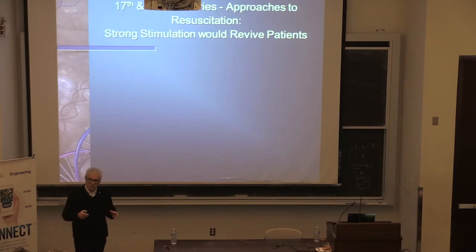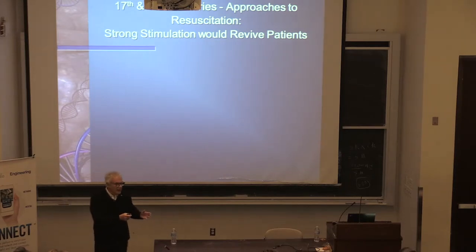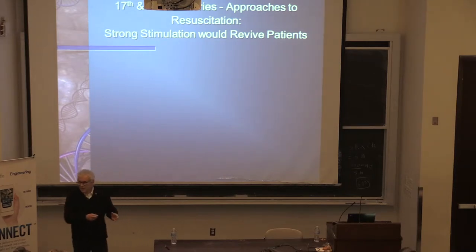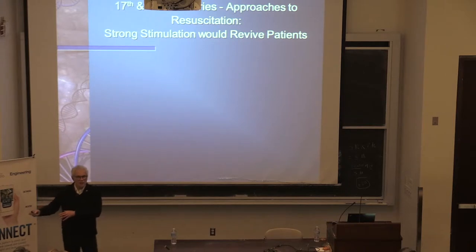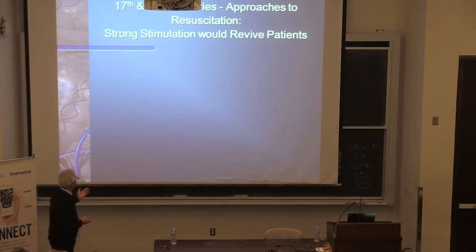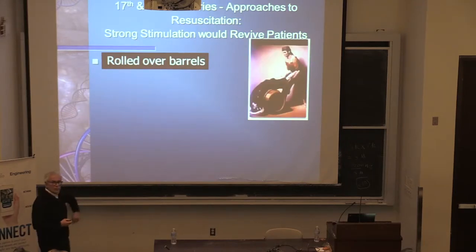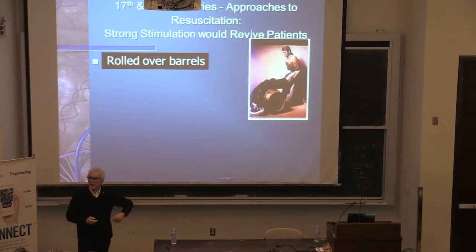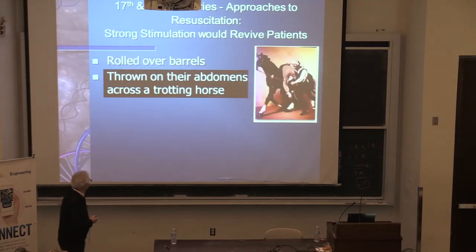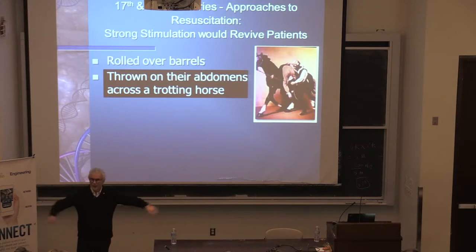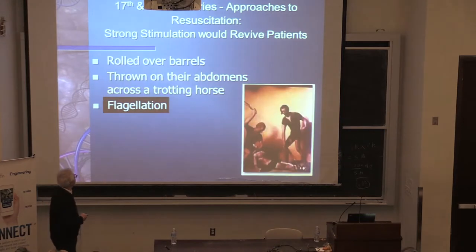So it's a good model, because if you develop a model, then when you develop a therapy, you base it on your hypothesis of what's causing the problem. So what did people do? Well, if the problem is lack of stimulation, let's roll them over barrels. They would take people and roll them over a barrel to try and stimulate them to breathe. They would throw them on their abdomens across a trotting horse. This was actually done. Can you imagine if this worked, what our hospitals would look like now? There'd be these long hallways with horses.